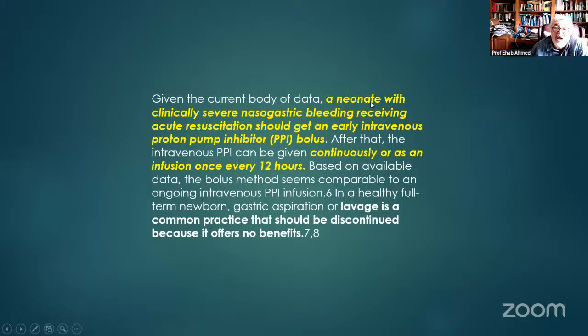Okay. A neonate with clinically severe nasogastric bleeding receiving acute resuscitation should get an early intravenous proton pump inhibitor, PPI, bolus. This is a rule of thumb. You can give it as boluses or as a continuous drip. You can use it both ways.